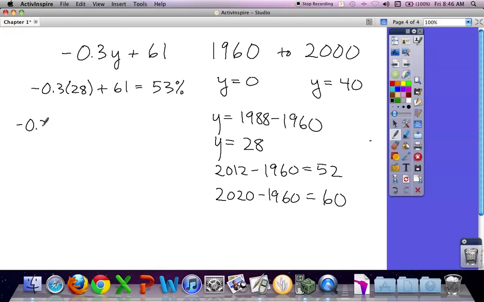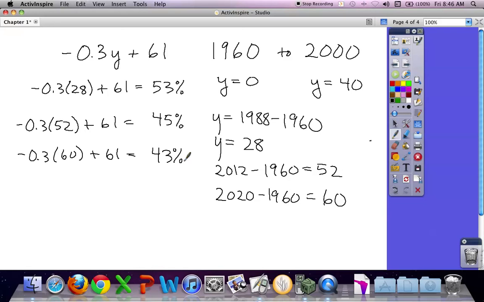Negative 0.3 times 52 plus 61. Negative 0.3 times 60 plus 61. And you can plug that in your calculator. The answers turn out to be approximately 45% for the first and 43% for the second.